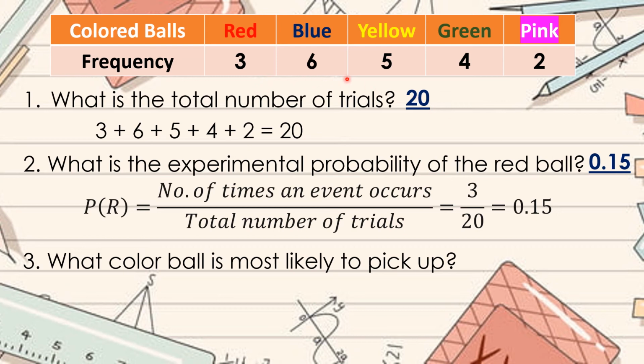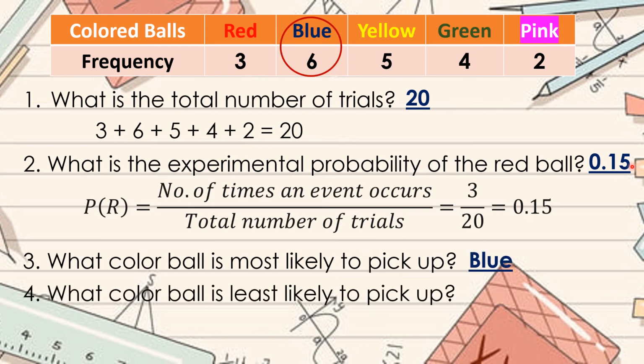Number 3, what color ball is most likely to pick up? So, ano yung bola na may pinakamaraming bilang na kanyang nabunot? And that is blue. Number 4, what color ball is least likely to pick up? So, alin dito ang may pinakamababang number? At yun ay ang pink.